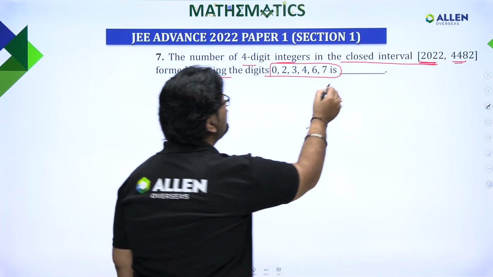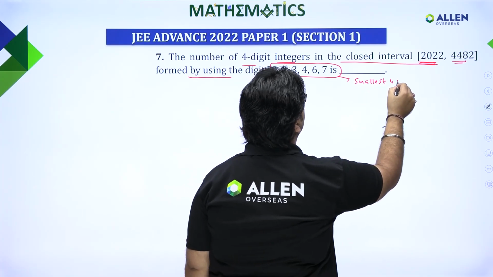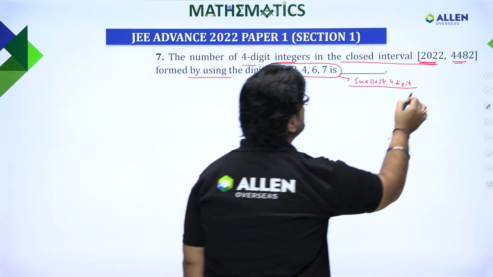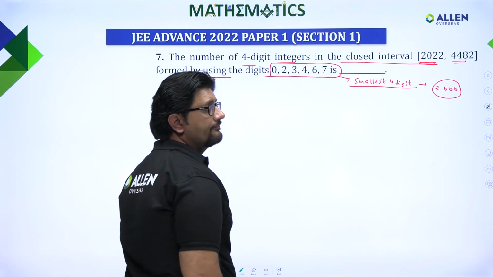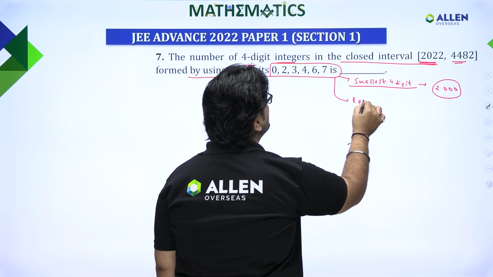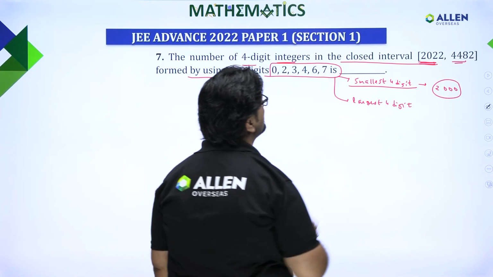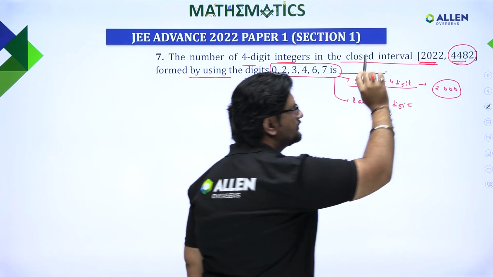First of all, tell me what will be the smallest 4-digit number that I can make using these digits, my dear. It will surely be 2000. And what is the largest 4-digit number that I can form from these digits? But it should not exceed 4482 as well. This is for sure, my dear.